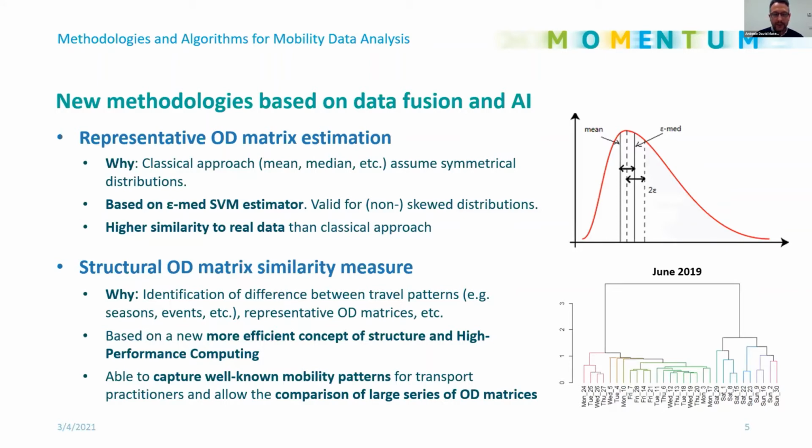These types of measures are important because, for example, they allow us to identify differences between travel patterns because of the different seasons of the year. Interestingly, we observed using this similarity method that along February, there was an abrupt change in mobility patterns in Madrid, and we think it was because of a greater awareness about COVID-19, even some weeks before the lockdown in Spain.